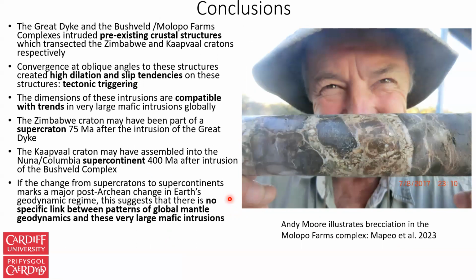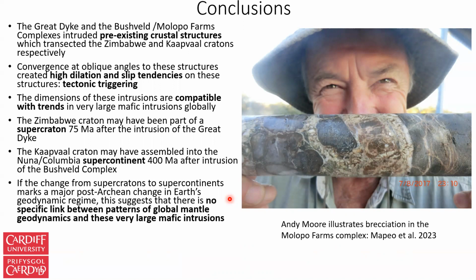Convergence at high angles, or oblique angles rather, to those structures always has the potential, if those structures are weaker, for high slip and dilation tendencies, which is what we mean by this concept of tectonic triggering. We've looked at the dimensions of the structures. We see that they're compatible with other very large intrusions, and therefore that the Bushveld and the Great Dyke are not, in that sense, particularly exceptional.